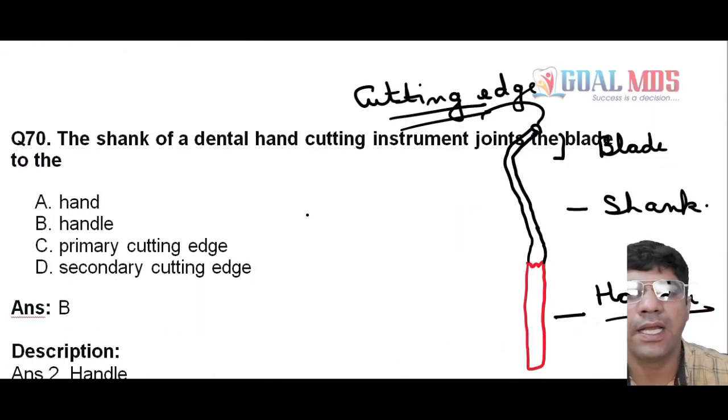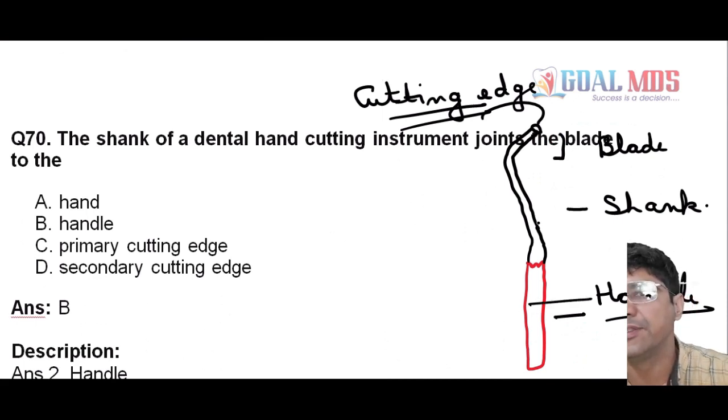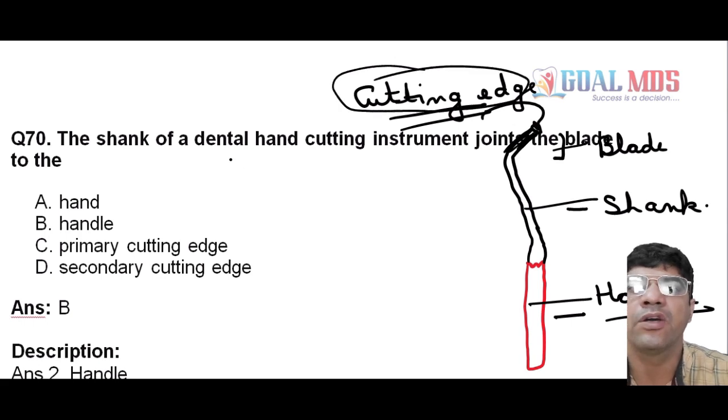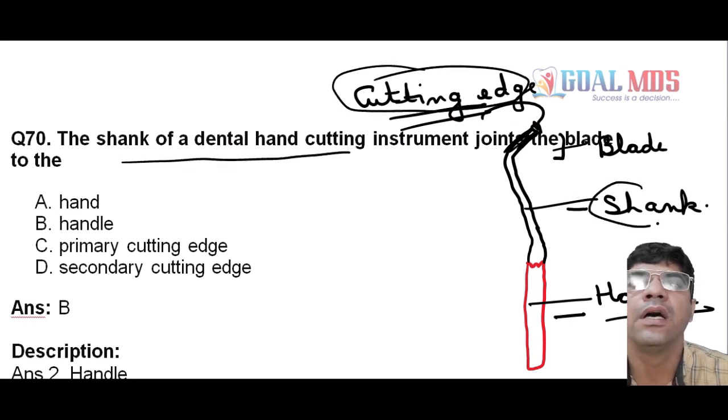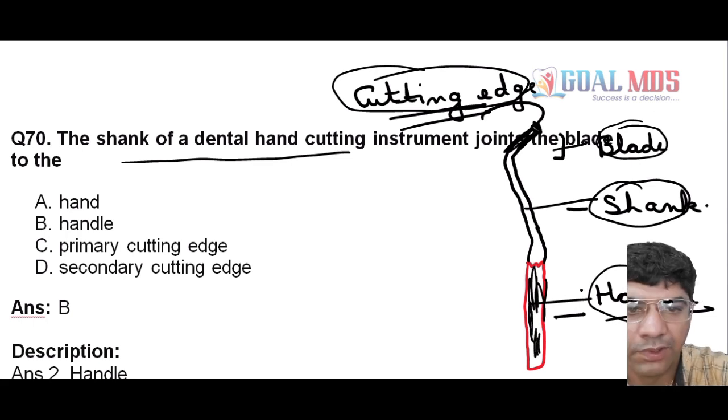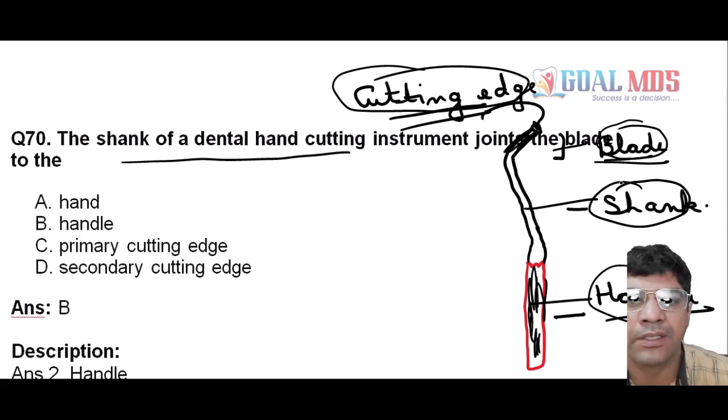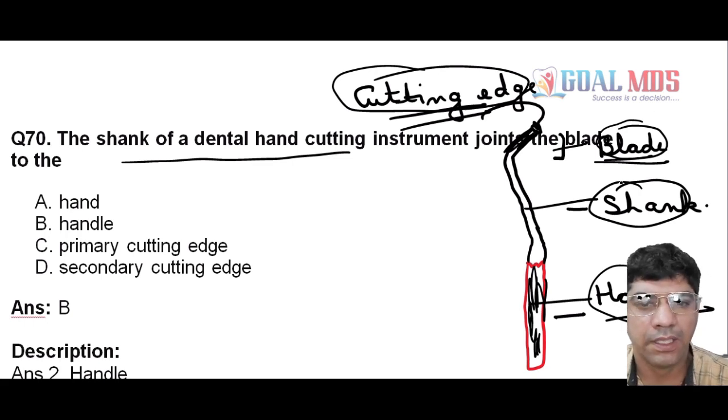Next question: the shank of the dental hand cutting instrument joins the blade. So suppose this one is the instrument, this one is the handle, this one will be the shank portion, and here it would be the blade portion, and this area would be the cutting edge. The shank joins the blade to the handle. The blade is the working part of the instrument. The shank is the intermediate section of the instrument that connects the blade to the handle. The handle provides the grip and control and allows you to manipulate the blade during the dental procedure.